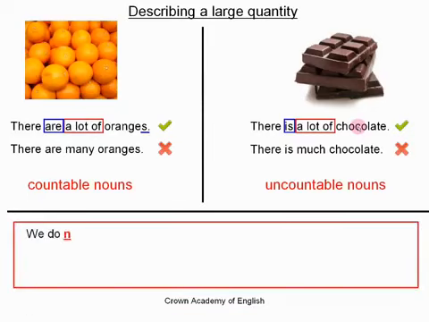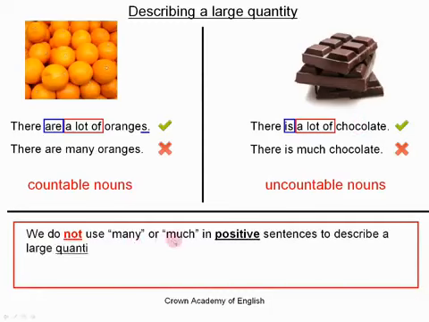So, the rule here is that we do not use many or much in positive sentences to describe a large quantity. We prefer to use the expression a lot of. Okay? An alternative to a lot of is lots of. So a lot of or lots of is the same. But what is important to remember here is that we do not use many and we do not use much.